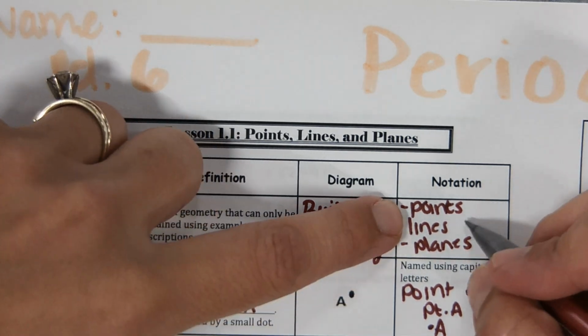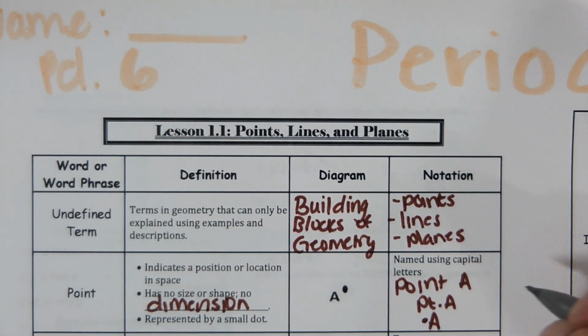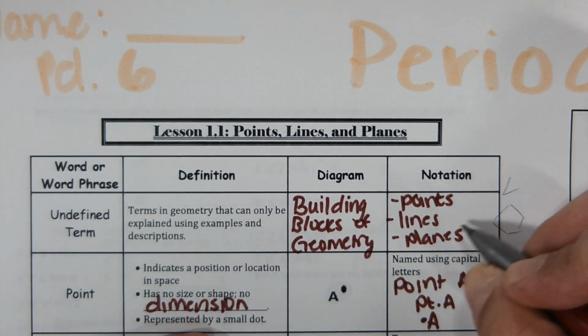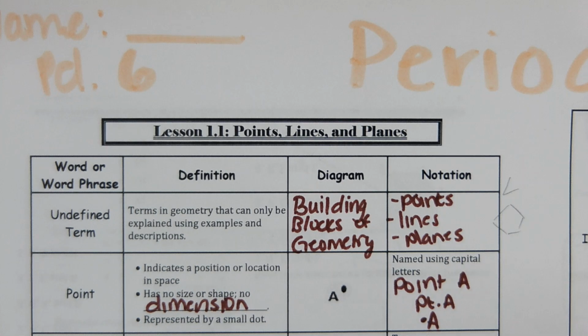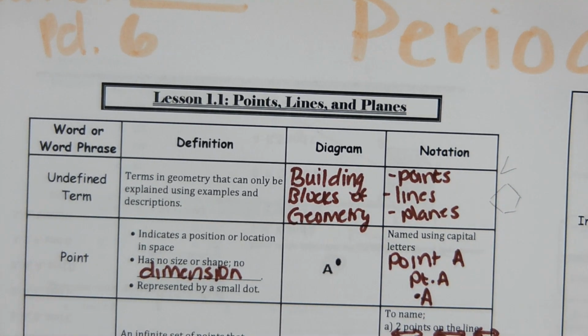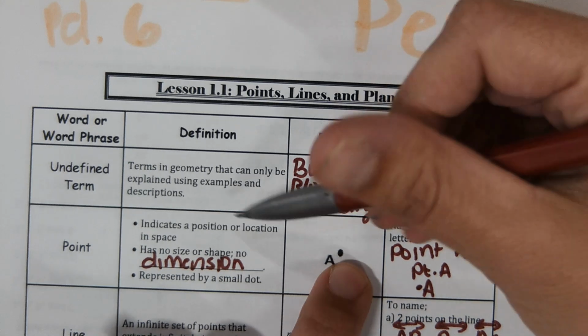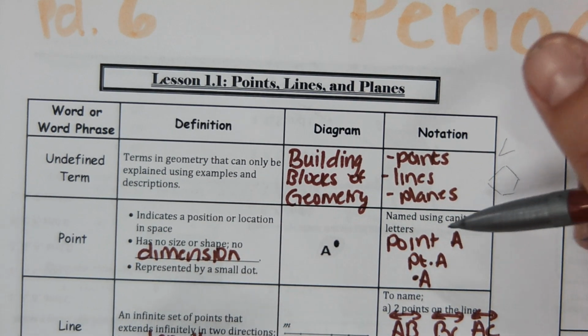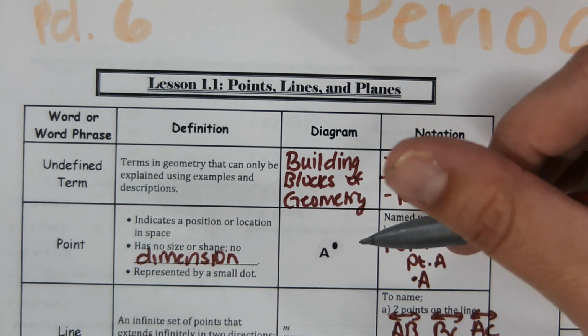So if you think of a point, a line, or a plane, these make up all the other parts of geometry, whether it's shapes or angles. Points, lines, and planes make everything up. So specifically, what is a point? It looks like this. It indicates a position or location. It has no shape or size. It's just a location, and we show it with a small dot.